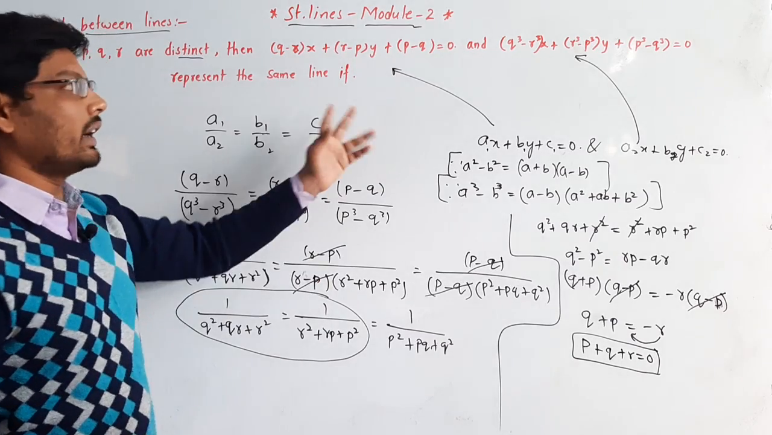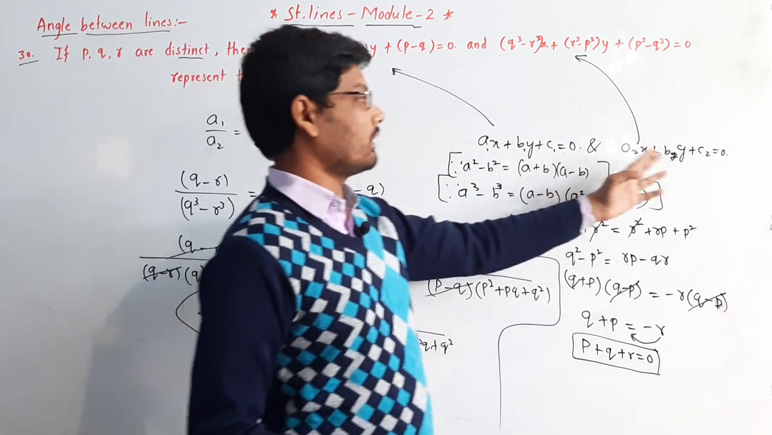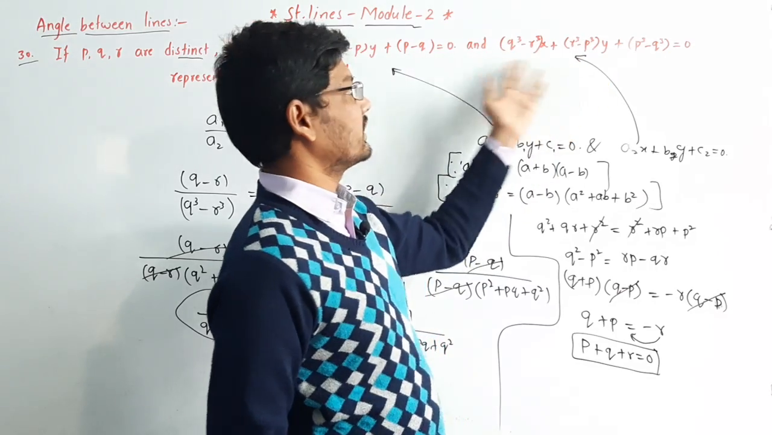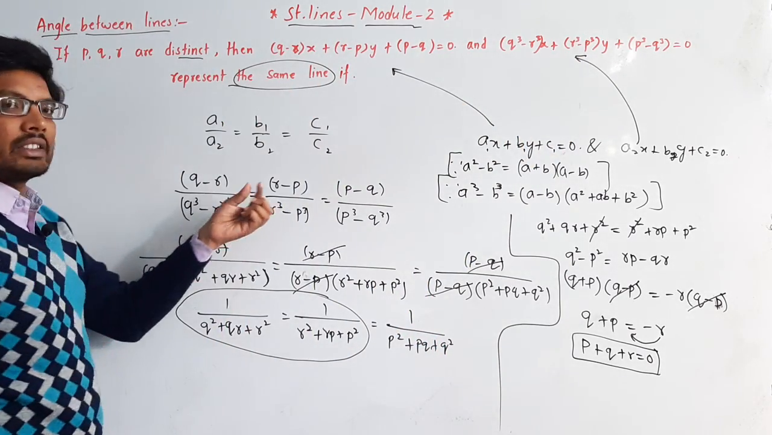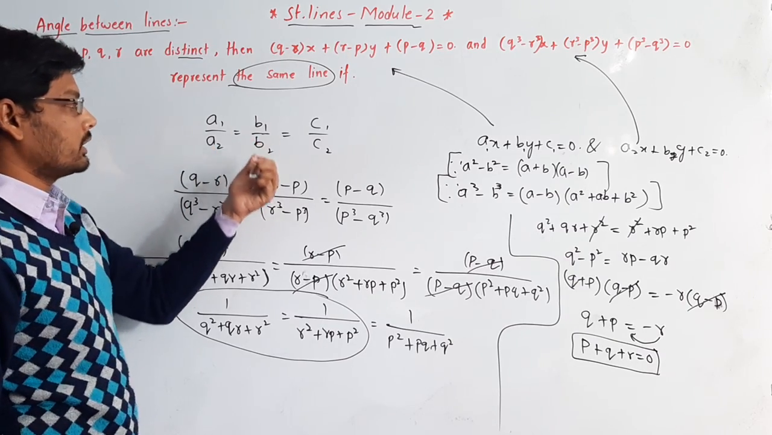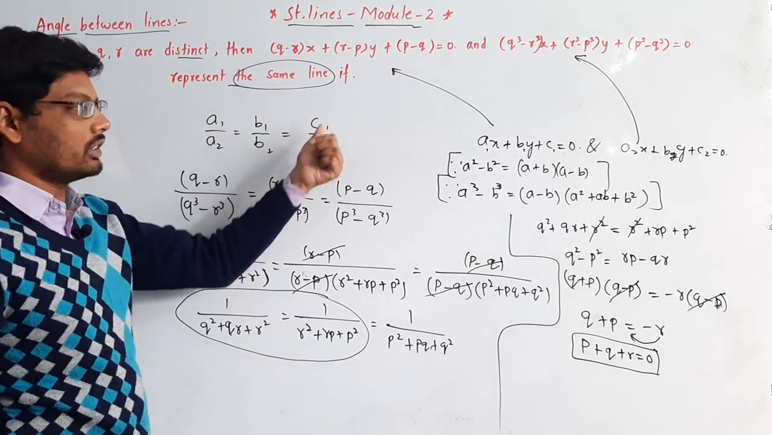Two straight lines a1x plus b1y plus c1 are given, and he is saying they represent the same line. Representing the same line is nothing but they are equal. So a1 by a2 is equal to b1 by b2 is equal to c1 by c2.